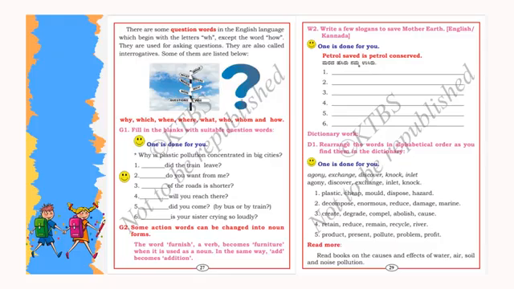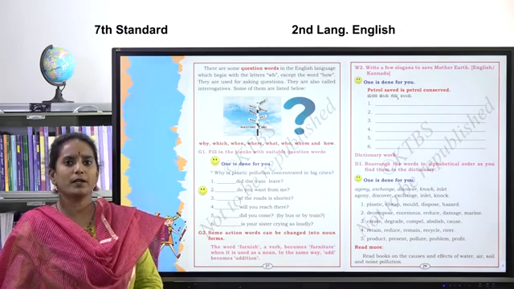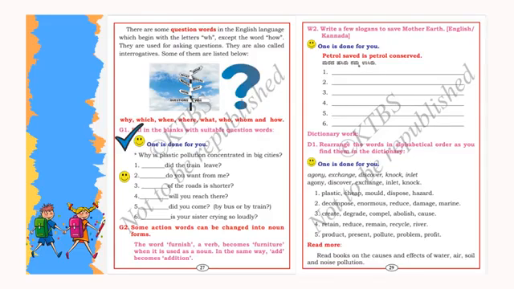Now is your homework time. In your textbook, you all can come to page number 27. G1. Fill in the blanks with suitable question words. You can write this in your notebook and try to find the answers. Next one is D1. Rearrange the words in alphabetical order. Find them in the dictionary. They have given you some words here and you have to arrange them in alphabetical order. You can take help of the dictionary and write the answers.